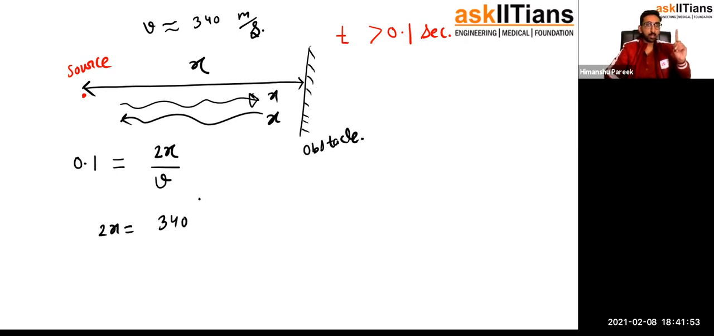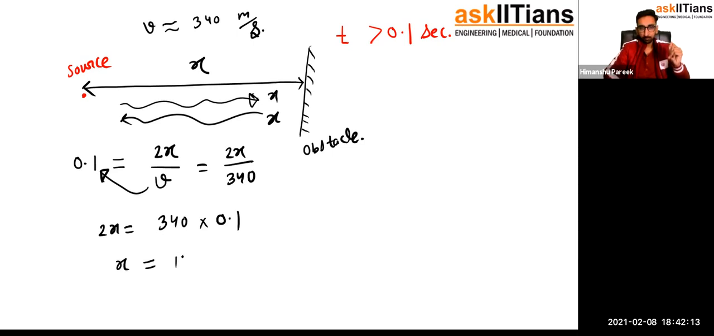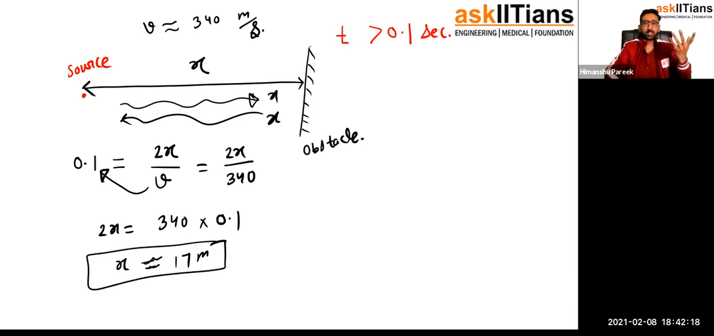So 2x is equal to v times 0.1. I am taking the cross multiplication, guys. This term I am multiplying with the 0.1 and putting the value of v there. So v is equal to 340. So 2x is equal to 340 multiplied by 0.1. And from here you will get x is equal to 17 meter approximately. So minimum of 17 meter, in some books you will find 17.2, because they use 344 as the sound speed. So that may vary, but it's not a very big deal. So approximately you can say that the minimum distance should be 17 meter. This x should be minimum 17 meter.